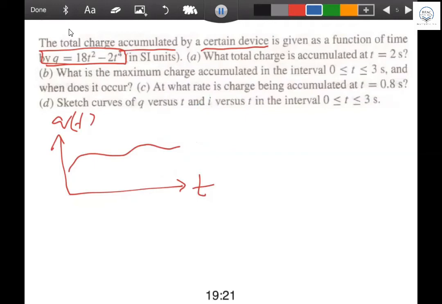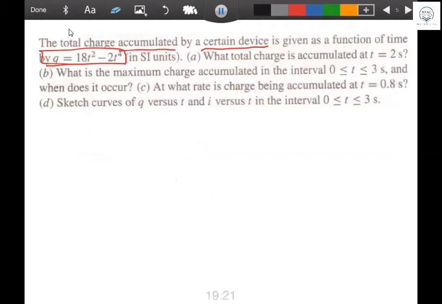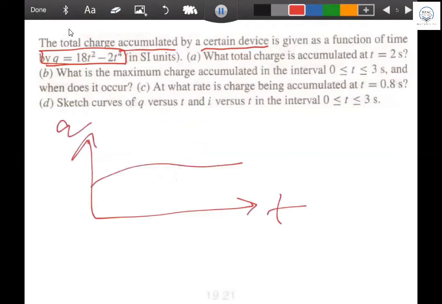It is given here in the question, the relationship, because this is the way the capacitor or the battery is charging. So with time the charge is changing. So question is, if this is the scenario, I'm drawing it again, with time t and q, 0 second, 1 second, 2 second, 3 second, like that. The first question is, how much charge is accumulated at time t equal 2 second? At 2 seconds, you come here. This is the charge accumulated at 2 seconds.